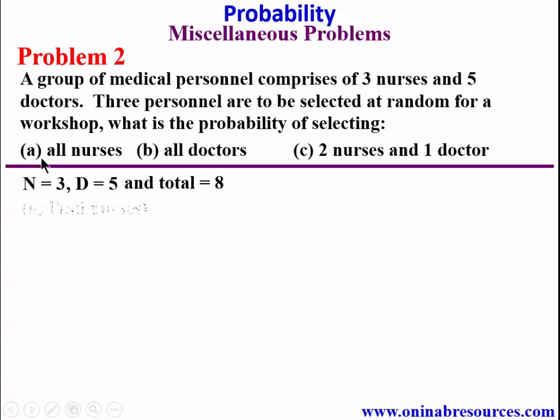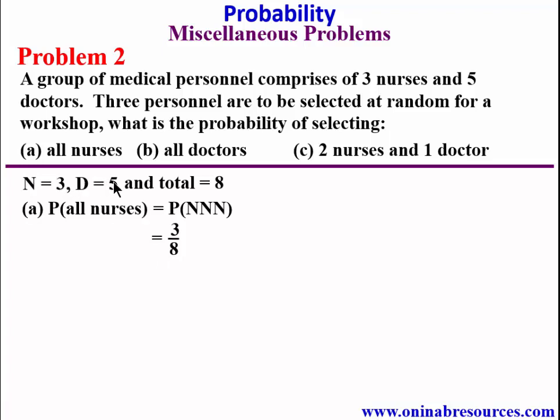So the probability of selecting all nurses will be the probability of the first one nurse, the second one nurse, and the third one nurse. So we are going to treat it accordingly. And the probability of picking the first one nurse will be 3 over 8. So one nurse is gone. So we are now left with 2 nurses and 5 doctors.